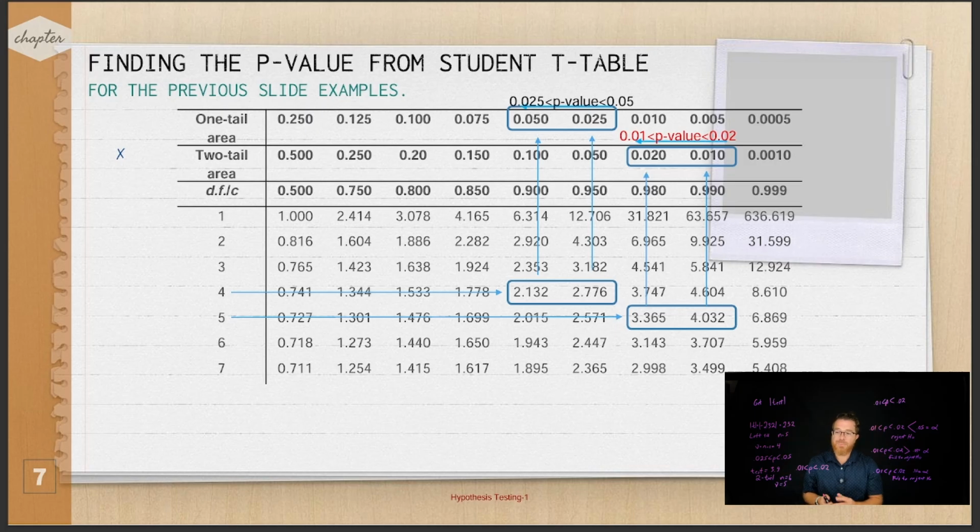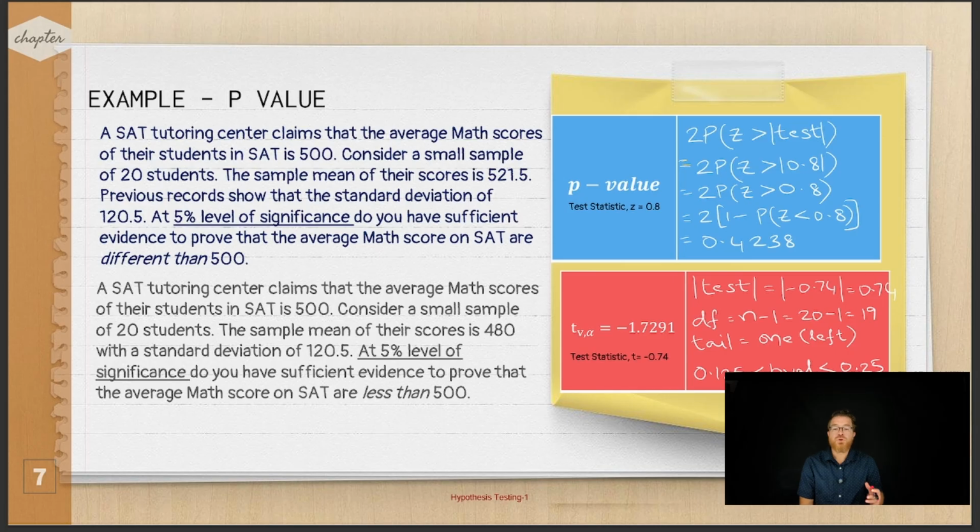And then looking at this slide, you can see exactly what I did to find this on our table. The first example, we had degrees of freedom 4. We went over and found the interval it fell into, and we went up to the first row, which represents the one-tail test. For the second example, we had degrees of freedom 5. We went over to the interval that it fell between, and then we went up to the second row, which represents the values for a two-tail test. Let's do two examples to try this out.